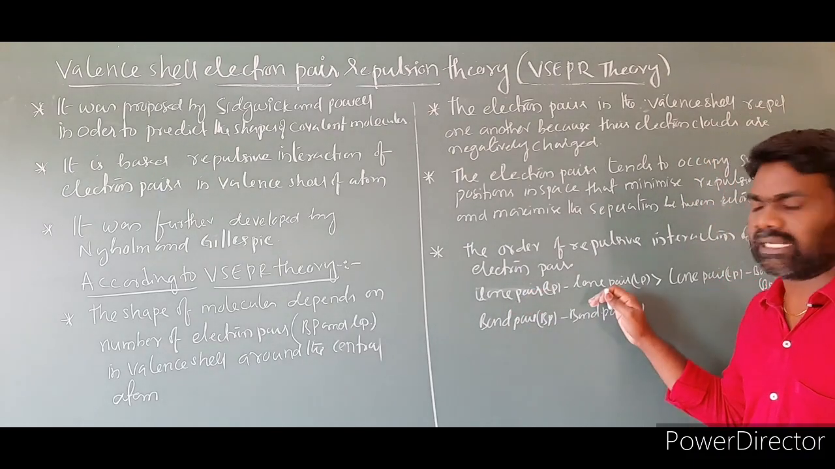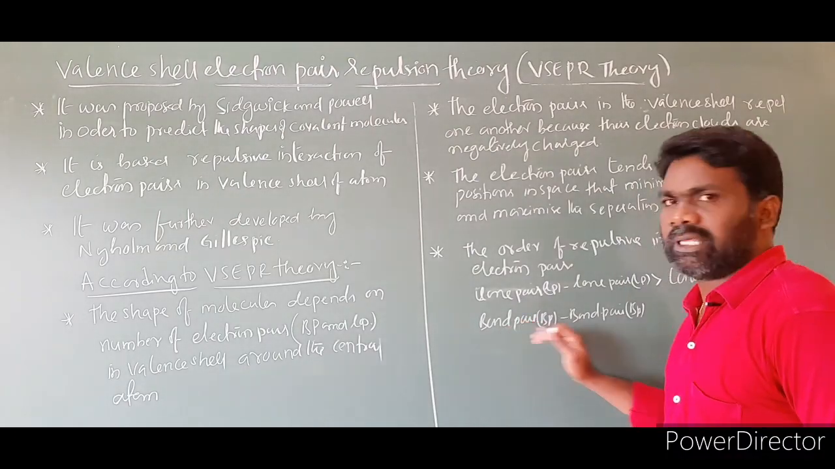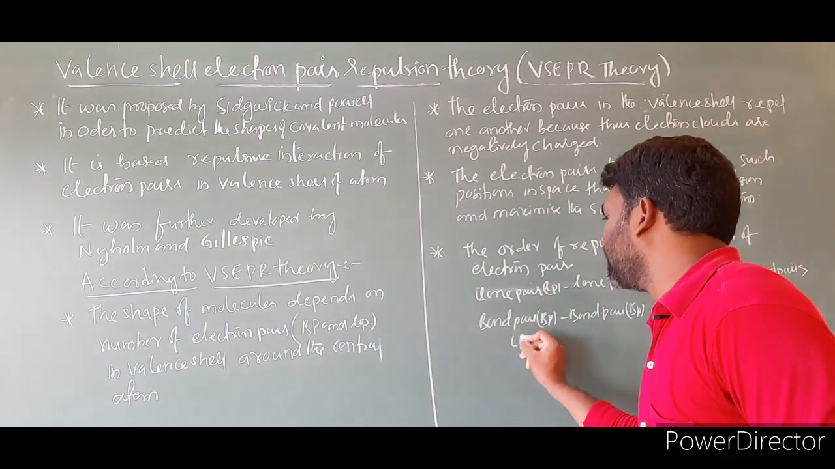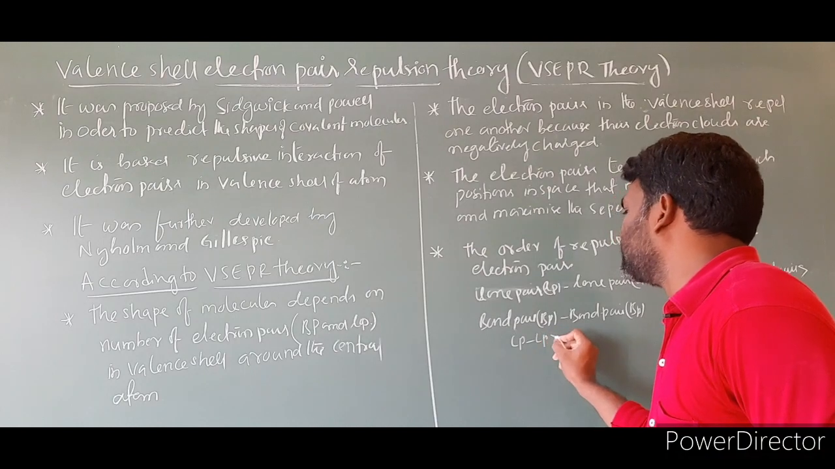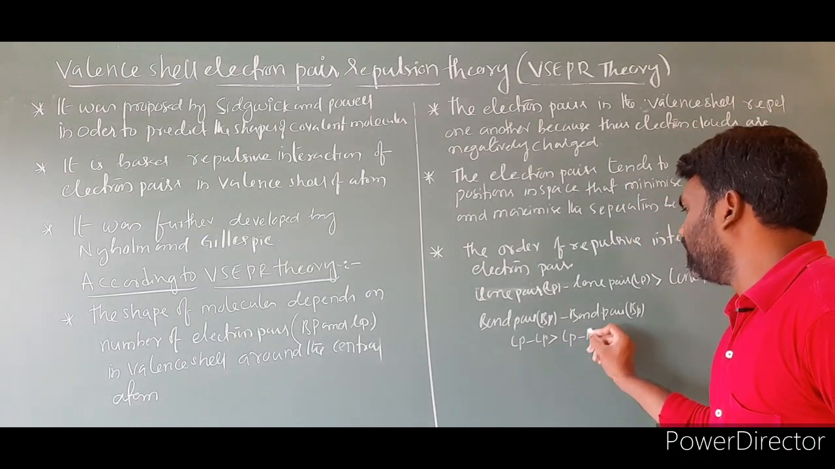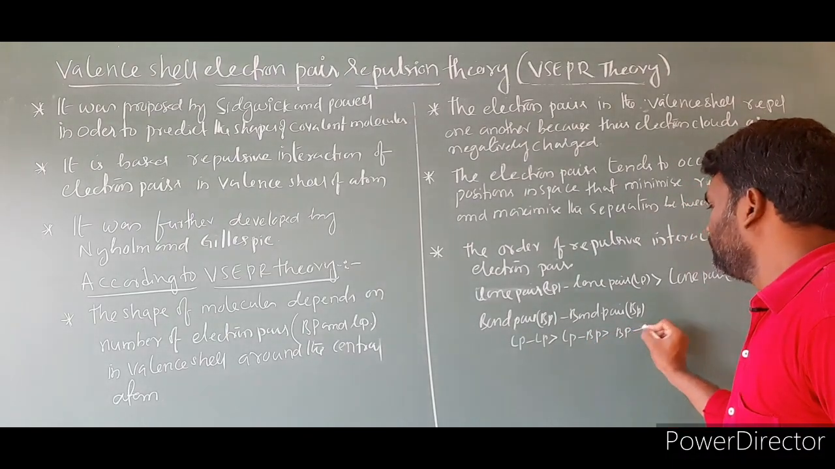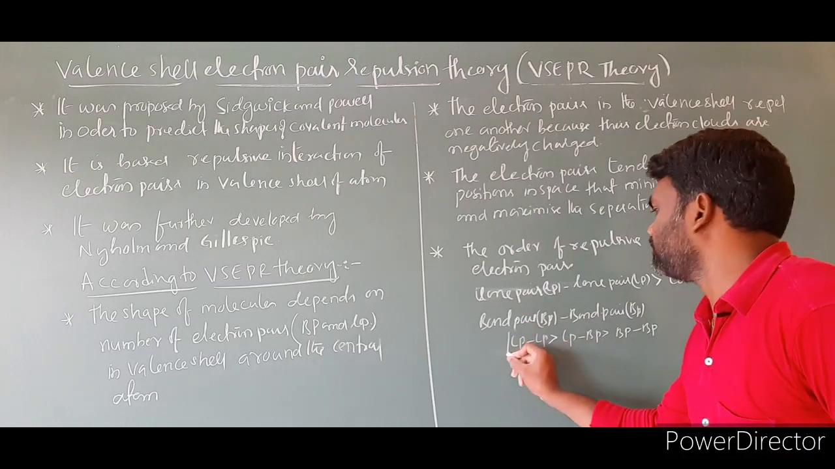Lone pair is greater than lone pair bond pair, which is greater than bond pair. If you write it simply, LP is greater than LP-BP, which is greater than BP.